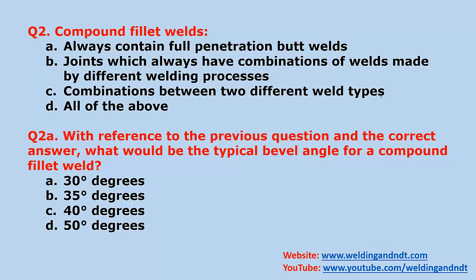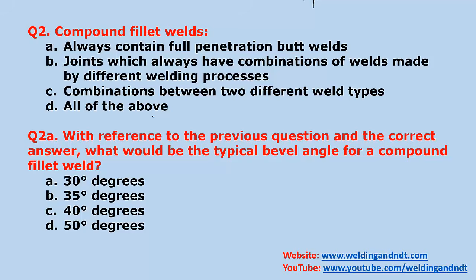Now question number 2, compound fillet welds. So what is a compound fillet weld? Option A is always contain full penetration butt weld. Option B is joints which always have a combination of welds made by different welding processes. Option C is combinations between two different weld types, and option D is all of the above.